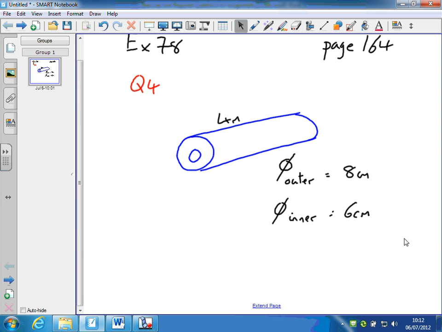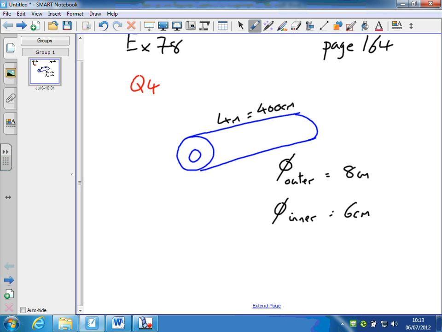the dimensions are given in mixed units. So if we look at the length, it's given in meters, and if we look at the diameters, outer and inner, they're given in centimeters. So we need to either convert the length to centimeters or the diameters to meters. Looking at the solution, that's given in cubic centimeters, so let's convert all units to centimeters. So this equals 400 centimeters.